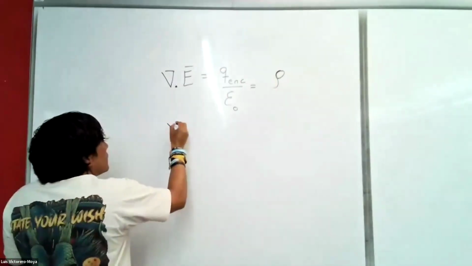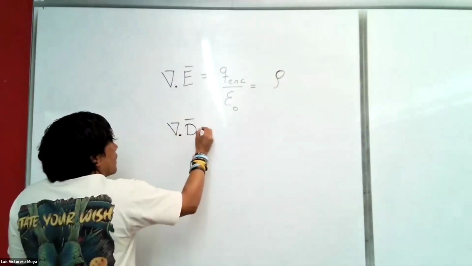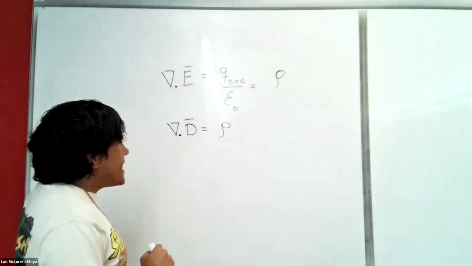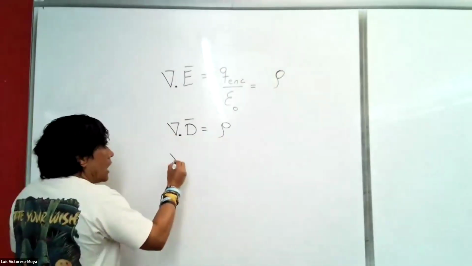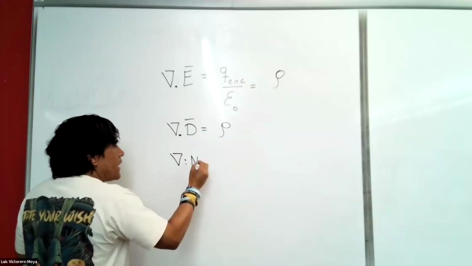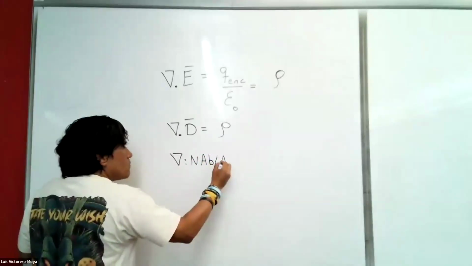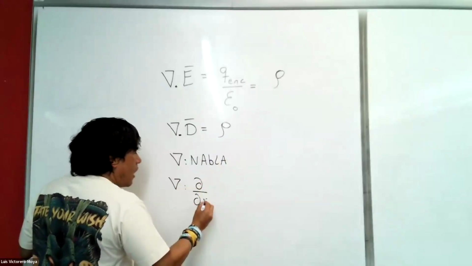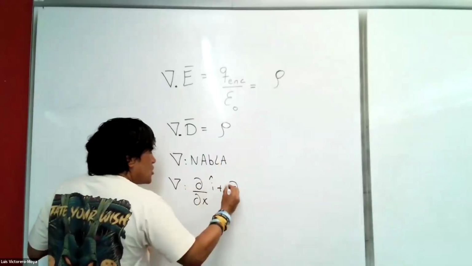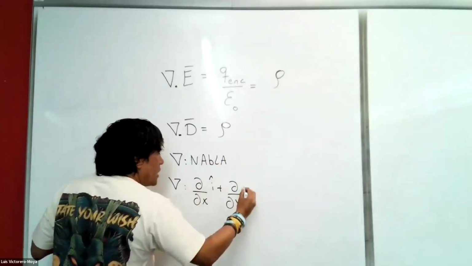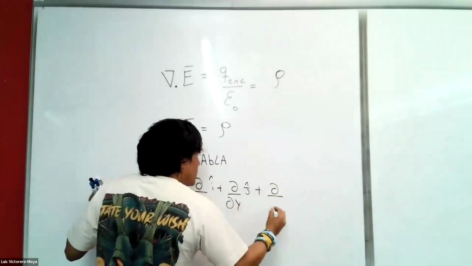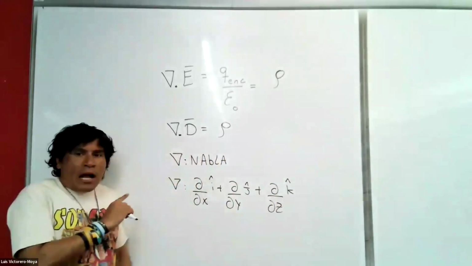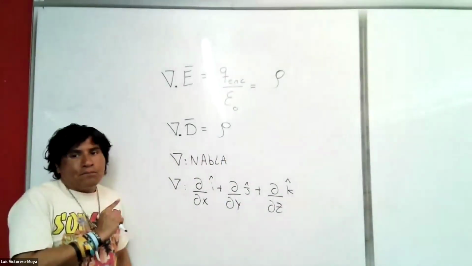You can find this version of Maxwell's equation, where rho is a volumetric charge density. So this nabla, this is called a nabla, is a vector operator, right? And it's defined as the partial derivative with respect to x, i, plus the partial derivative with respect to y, j, plus the partial derivative with respect to z, k. And you can use this for vectors and scalars.